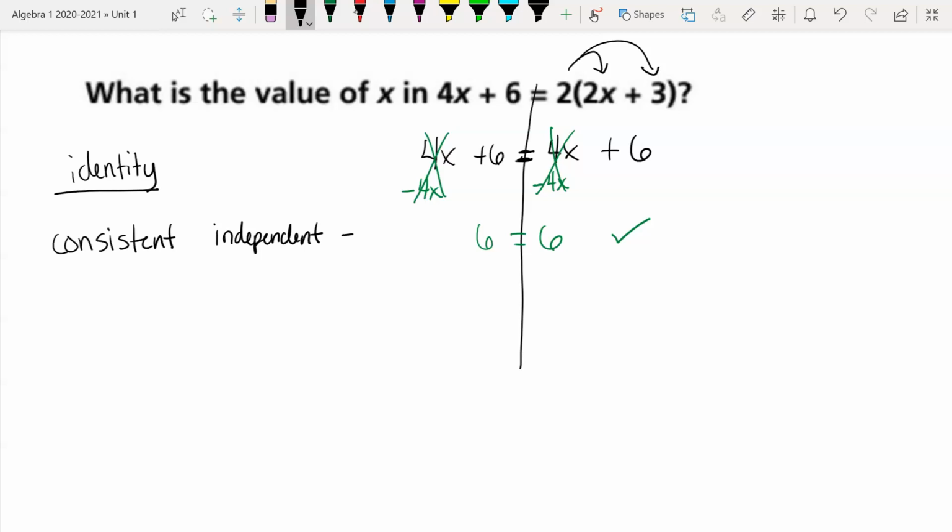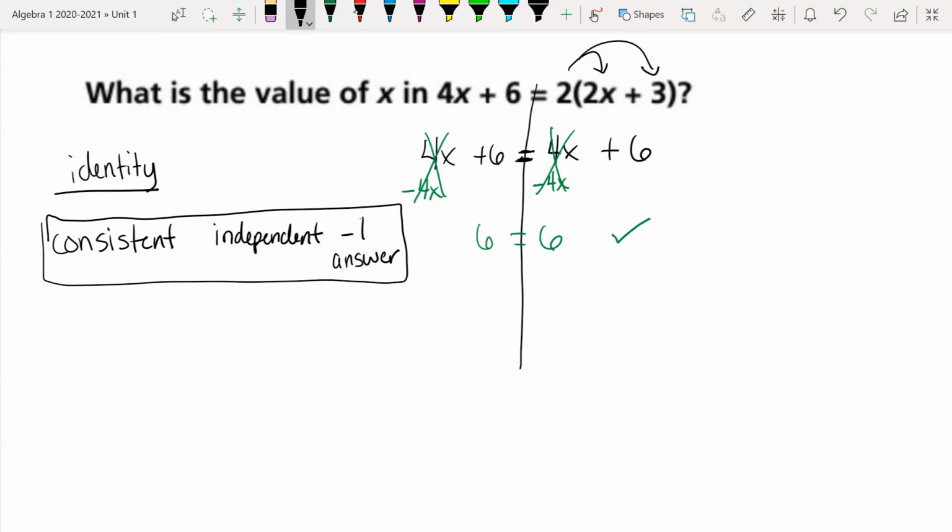And that means you have one answer. When you think about the problems we've done so far, they've all had one answer, right? Like D equals 20, D equals 15, N equals 6, or whatever we did before. Now this one though, because I know 6 equals 6 and there are no x's left, it's called a consistent dependent. So I didn't get an answer like x equals 2, x equals 5, something like that.